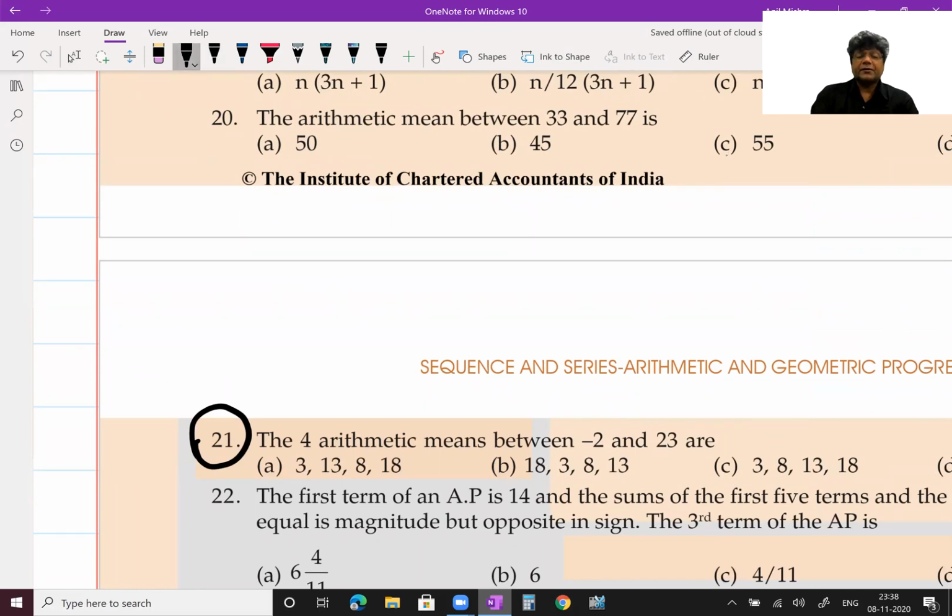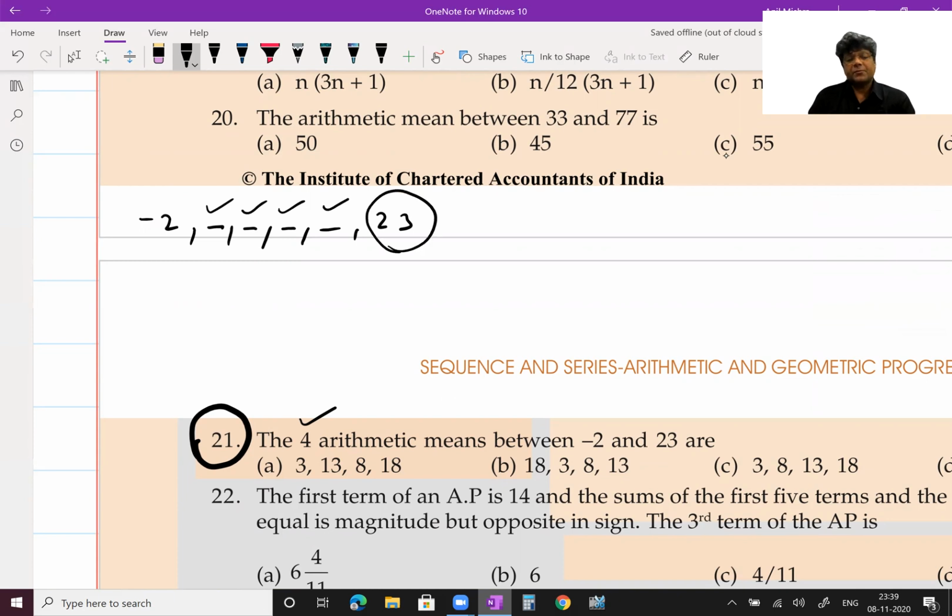What is the question's meaning? Guys, the question's meaning is that between minus 2 and 23, you are to insert 4 numbers, 1, 2, 3, 4, such that this becomes an AP. Those 4 numbers are called 4 arithmetic means between minus 2 and 23. So if you insert 4 numbers in between these two and this becomes an AP, then 23 will be which term of the AP? Obviously 6th. Why? 1, 2, 3, 4, 5, 6th term. That means T6 is equal to 23.